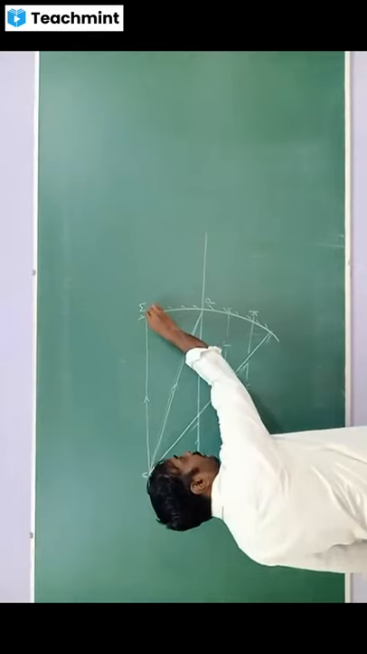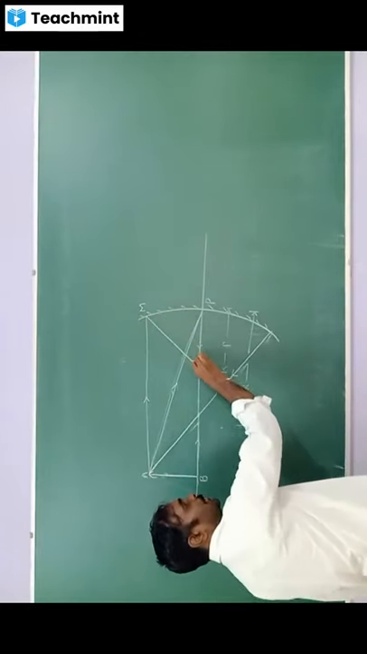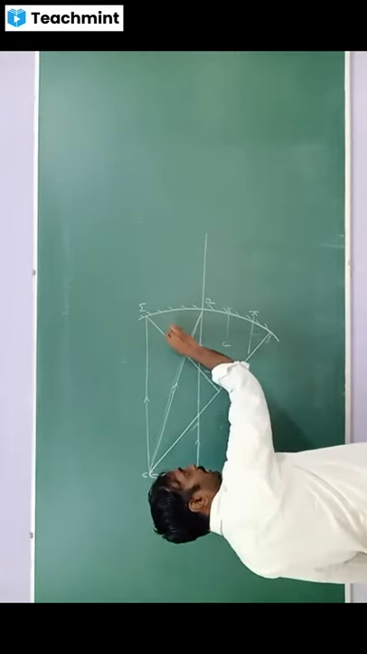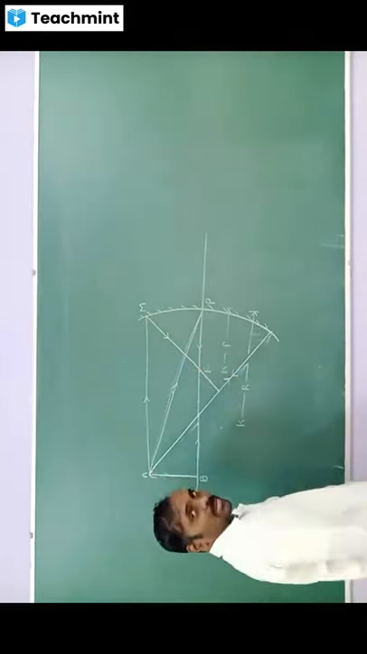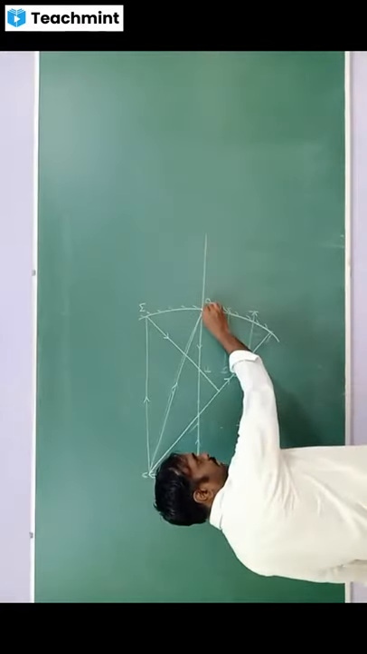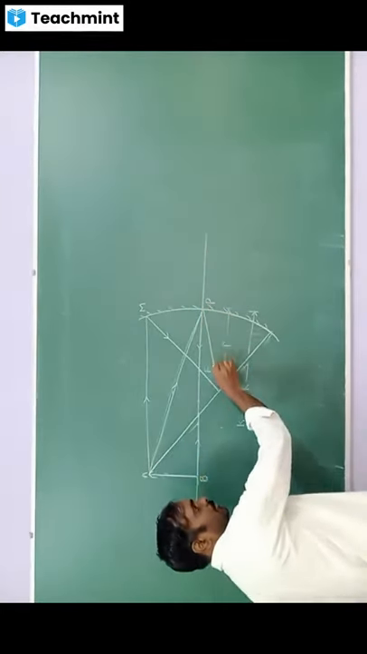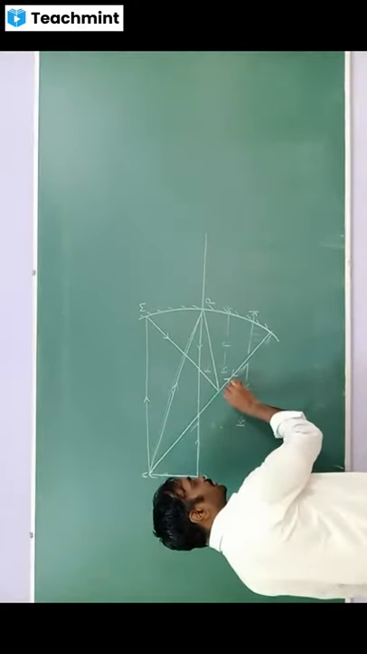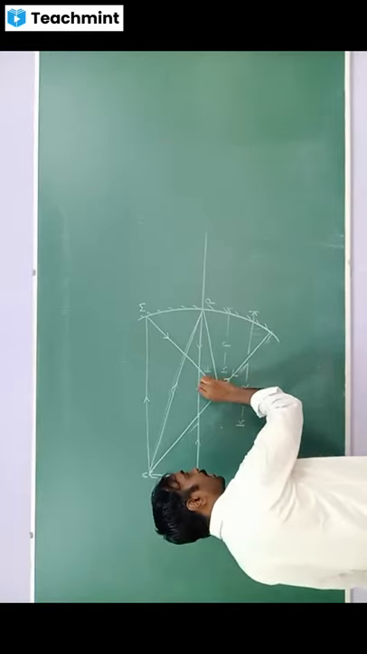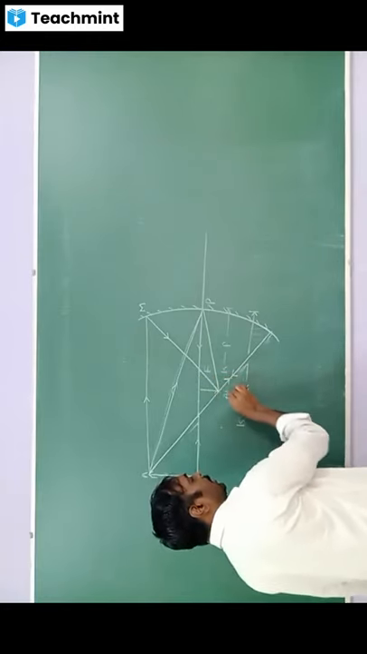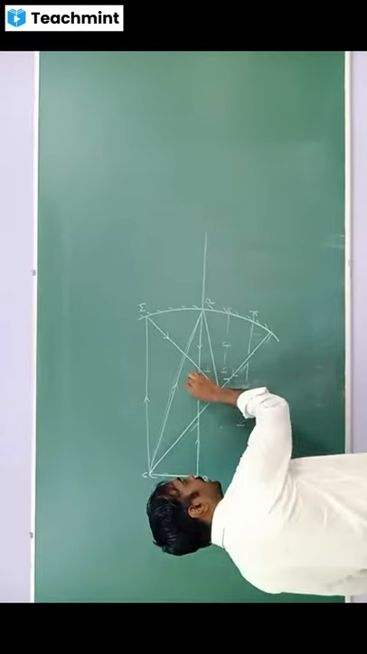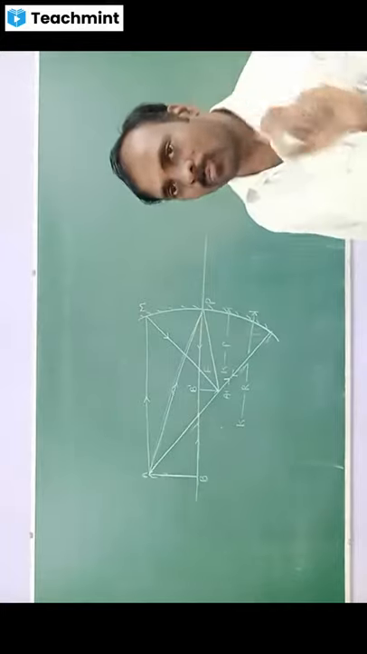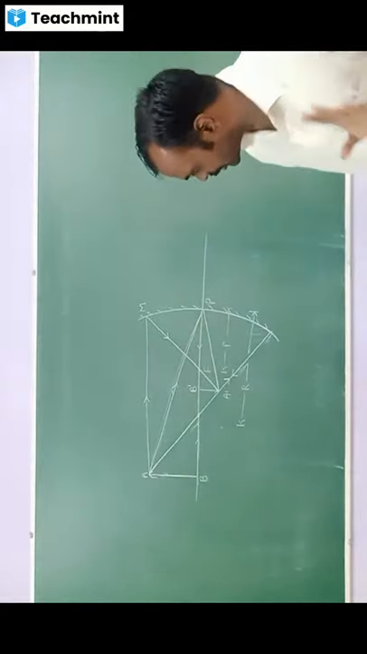Here this is the ray that passes through the principal focus after reflection. The rays which are incident meet at this position, and here this is the position of A dash. So at this point I am getting a real inverted image A dash B dash.